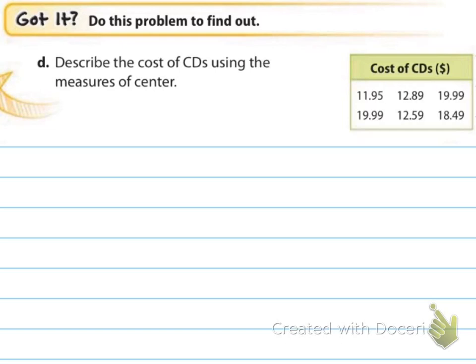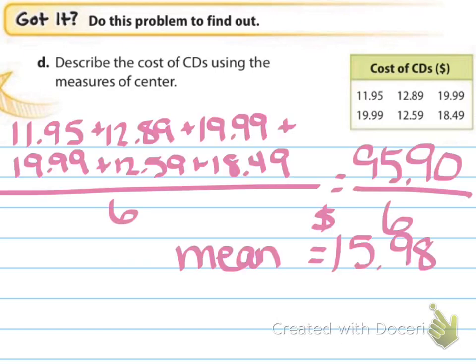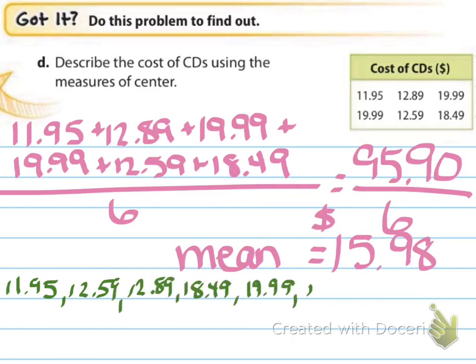All right, so for the mean, we're going to start by adding up all our amounts and dividing by how many there are. All right, so the mean will end up being $15.98. And then we're going to do our median, put our things in order from least to greatest. So we're going to start with the $11.95, $12.59, $12.89, $18.49, $19.99, $19.99. We've got 1, 2, 3, 4, 5, 6 amounts, which is perfect.